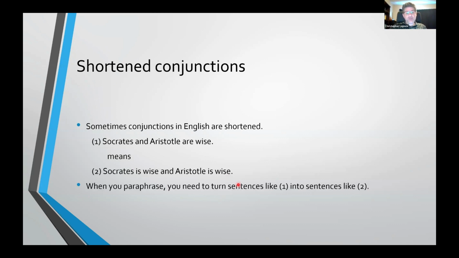When you paraphrase, though, one of the things you need to do is break this up. And so the shortened version gets turned into this. You need to do that when you're paraphrasing because these are separate sentence letters and you want to represent them as separate sentence letters, rather than leaving it like this, where you're leaving the logical form ambiguous. This is closer to the way that you're going to have to actually symbolize it.